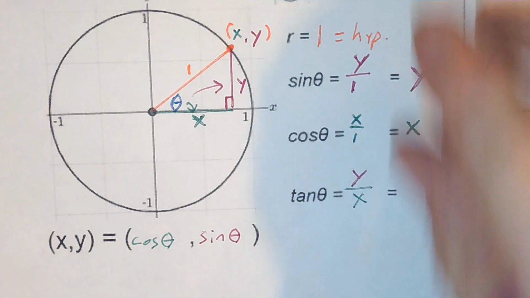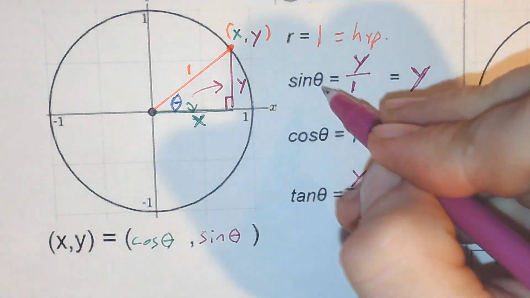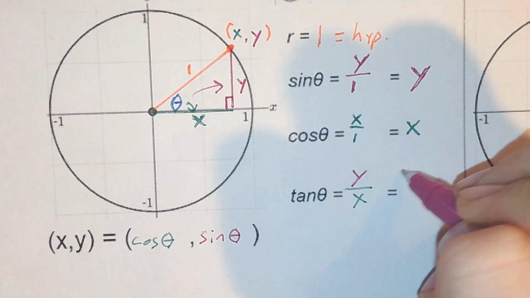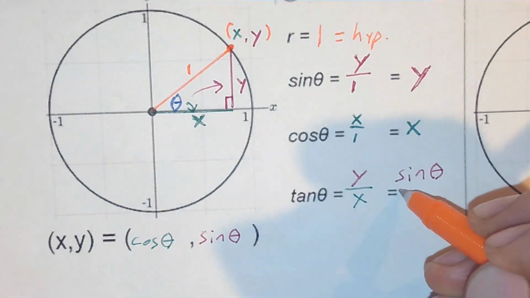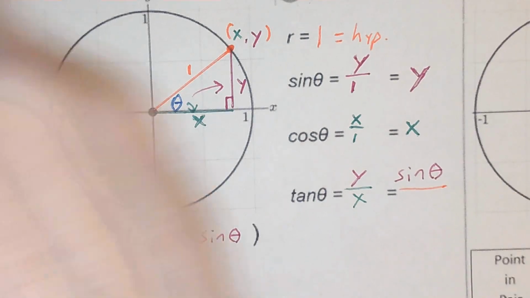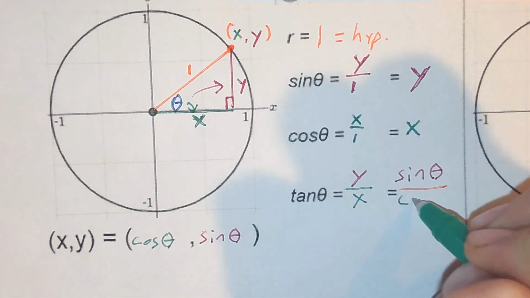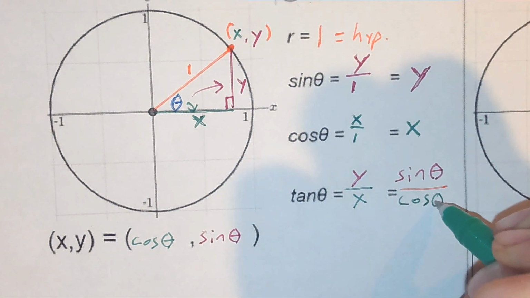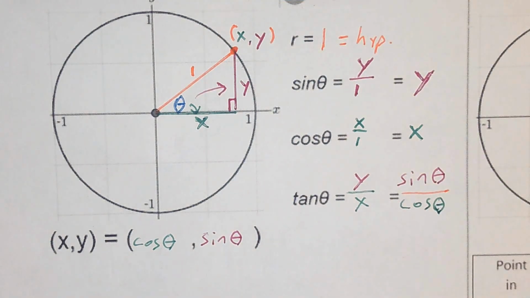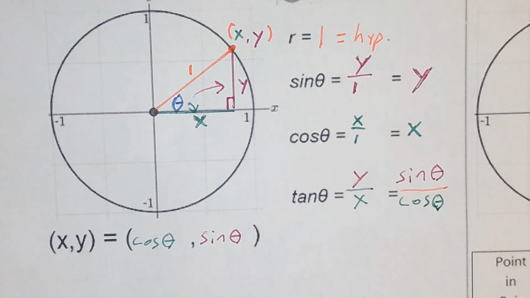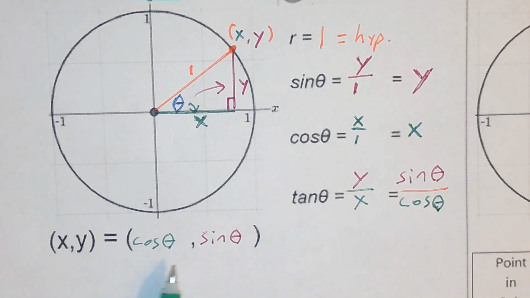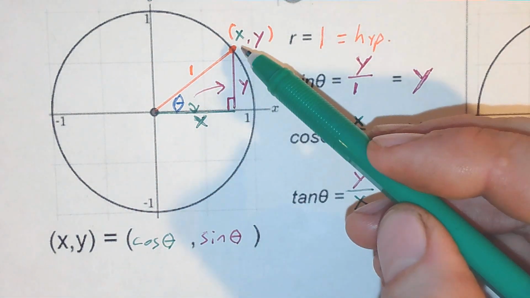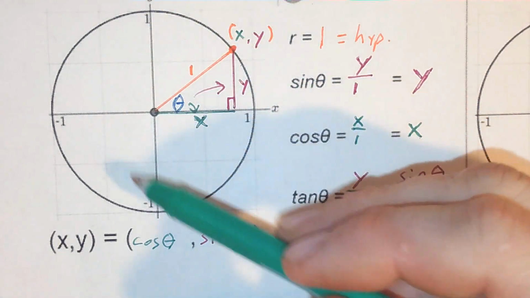And if you substitute, well, we know y is sine of theta, and x is cosine of theta. Okay, so that's just some other way of defining tangent, cosine, sine, and the coordinate points for this point on the unit circle.